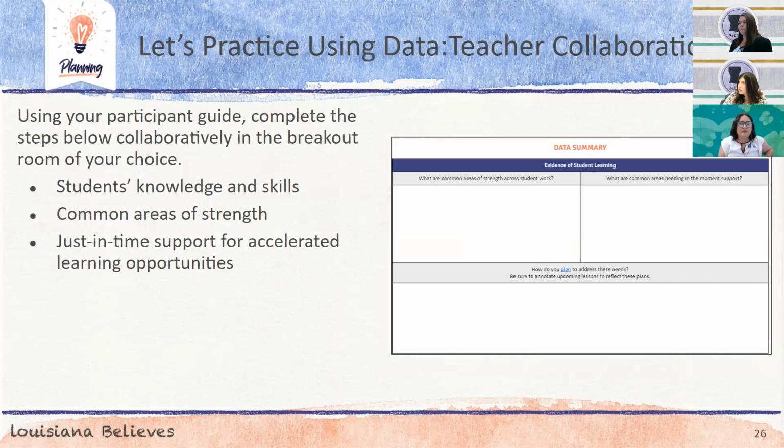Now that you have reviewed section 1 of your unit, let's take a look at some data from a class for the section 1 diagnostic that a teacher collected using the section diagnostic data collection tool. This teacher used the individual student section diagnostic checklist to compile the data for the entire class. Using this data, complete the data summary portion of the data collection tool collaboratively in your breakout room. After about 10 minutes, be prepared to share your findings with the group.